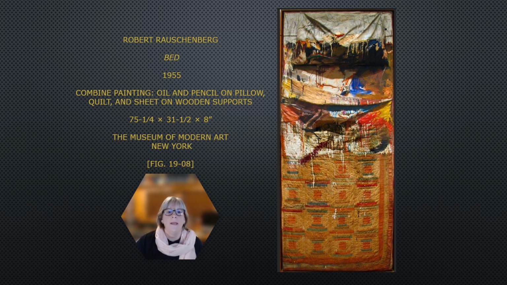Rauschenberg believed that painting related to both art and life. He felt that he couldn't make either, so he tried to place himself in the gap between art and life. He gathered objects from the world around him to incorporate into his art.